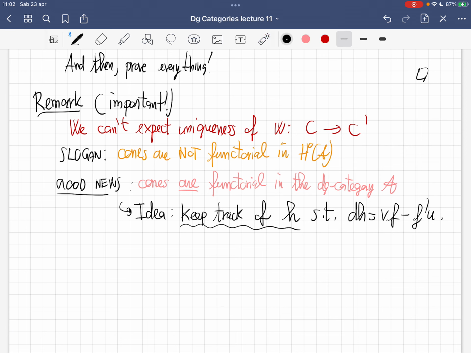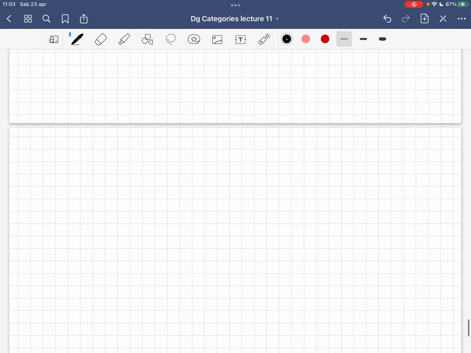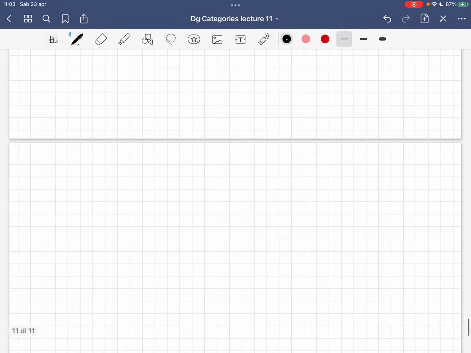So you see that if you want to have functorial cones, it's good to work in DG categories, and you will not expect it to work if you just work inside the homotopy category. Okay, so we are almost done for today, and some final remarks.